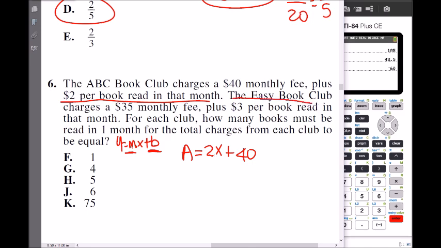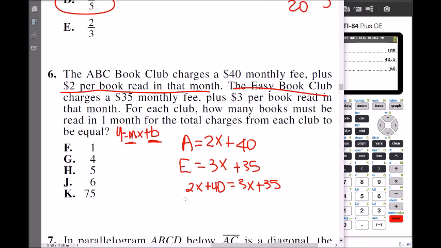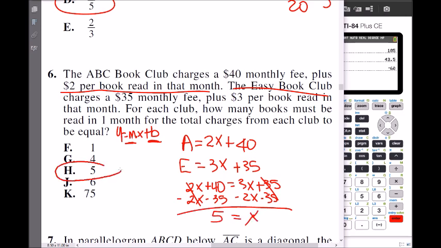And Easy Book Club, let's just call it E for easy. The monthly fee is $35 and $3 per book. For each club, how many books must be read in 1 month for the total charges from each club to be equal? So we are setting those two equal to each other. So it's 2x plus 40 equals 3x plus 35. So move the smaller x to make the x positive. So minus 2x, minus 2x. Now you have to move 35 by subtracting. So I get x equals 5. So 5 books to be equal.